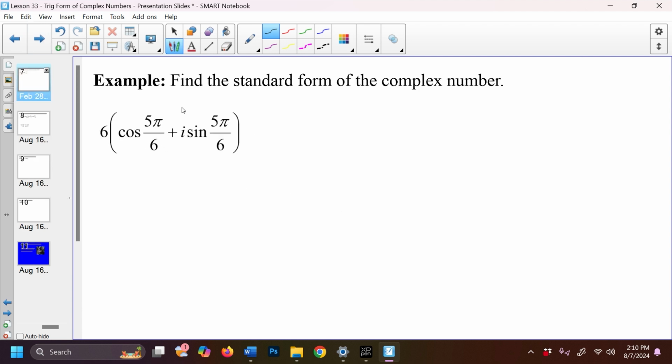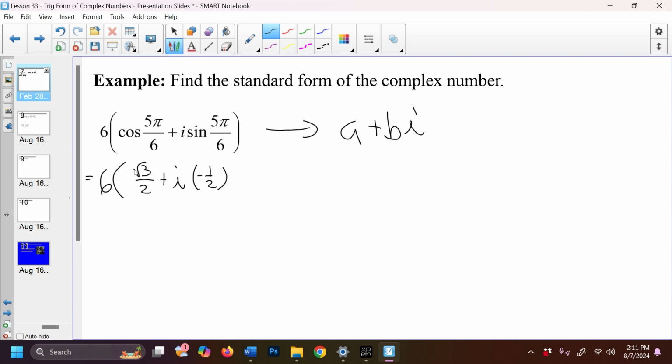All right, so as an example, let's find the standard form of the complex number. What this question is actually asking you to do is to take this trigonometric form and change it into a plus bi form. And that's not too difficult for us to do, because both the cosine of 5 pi over 6 and the sine of 5 pi over 6 are on the unit circle, and since we did such a good job of memorizing the unit circle, we can do that part in our head. So we'll go 6 times, the cosine of 5 pi over 6 is negative square root of 3 over 2, and we'll have my i, and then the sine of 5 pi over 6, well, that is 1/2. All right, so now we'll distribute this 6.